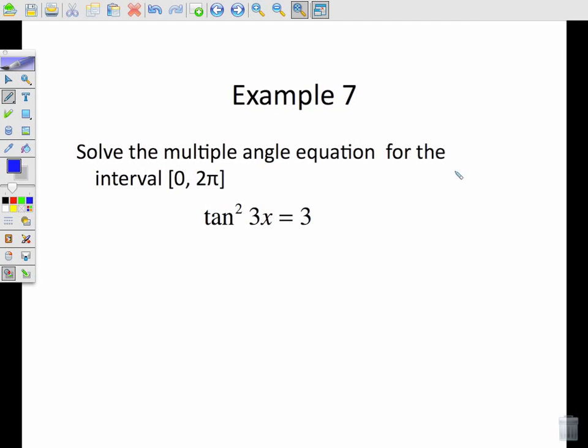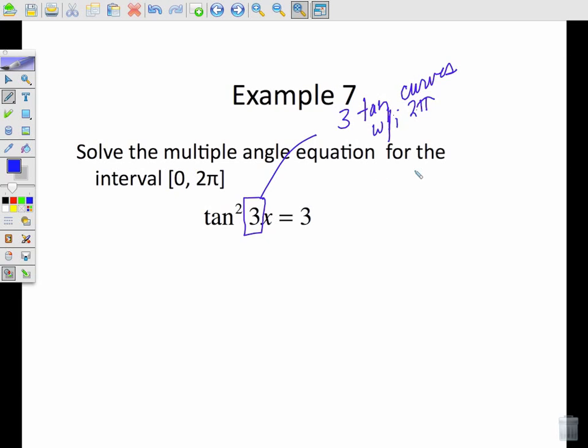All right, example 7, solve the multiple angle equation for the interval from 0 to 2 pi. So now we are restricting our interval. This is what this multiple angle means. It means that there are 3 tangents. There's 3 tangent curves within 2 pi.